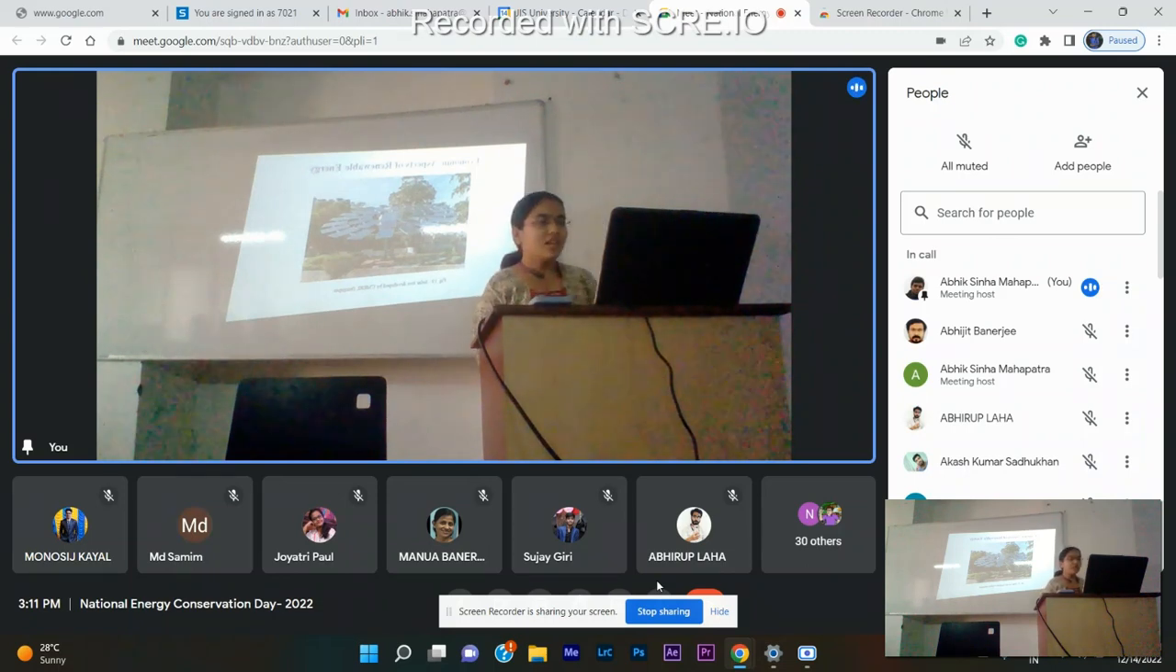Now, economic aspects of renewable energy. This picture represents the solar tree developed by CMERI Durgapur.